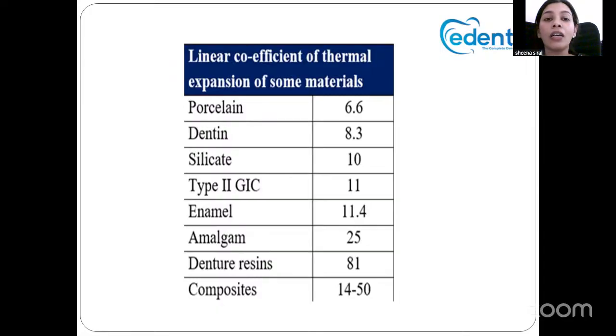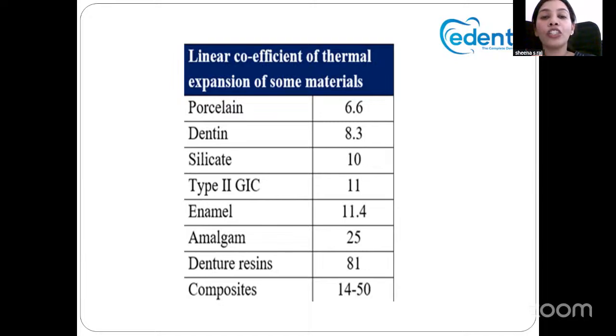So see, if the coefficient of thermal expansion of enamel is 11.4, just think, enamel will rise a bit. Now think about amalgam which we have placed. It is 25. So it will rise so much. What happens is this amalgam will apply a pressure on the enamel, causing cracks on enamel. That is why the linear coefficient of thermal expansion should be almost the same. So comparing this table, please keep in mind enamel and dentine, it is like 11.4 and 8.3.